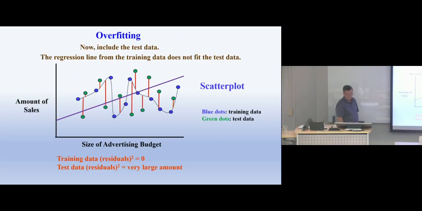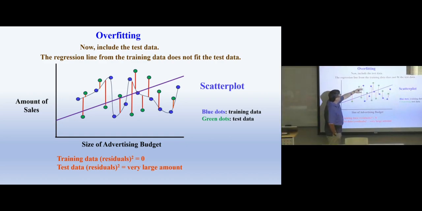All right, now we include the test data. And if you'll notice, this is the original line. The regression line from the training data doesn't fit the test data. Here's the original regression line through all the data. Notice where we are. The green dots are the test data. The blue dots are training data. I essentially have no residuals there, but notice how large the residuals are on the test data. So that's what happens. Training data, residual 0, test data, huge.